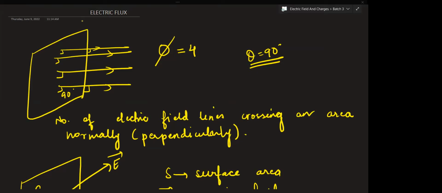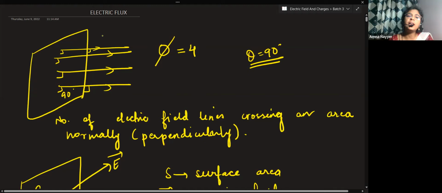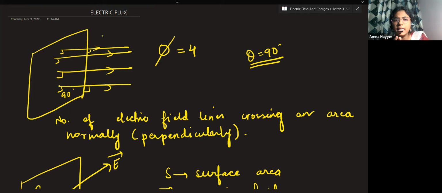Ma'am, is electric flux a vector or a scalar? See, electric flux has no direction. We are just counting electric field lines crossing per unit area. So this is also a scalar quantity. You don't need to consider the direction. I'll write down this point only.